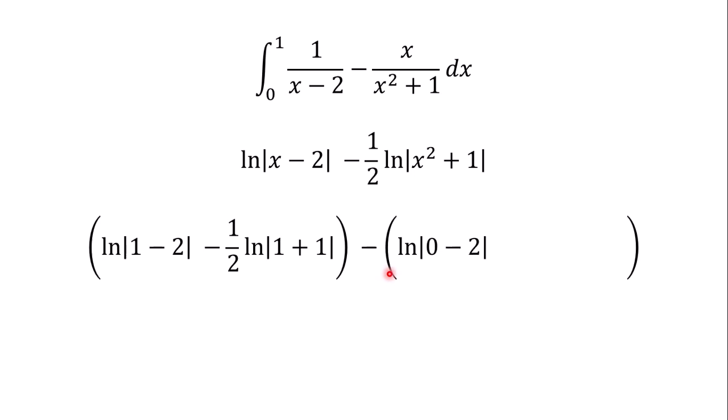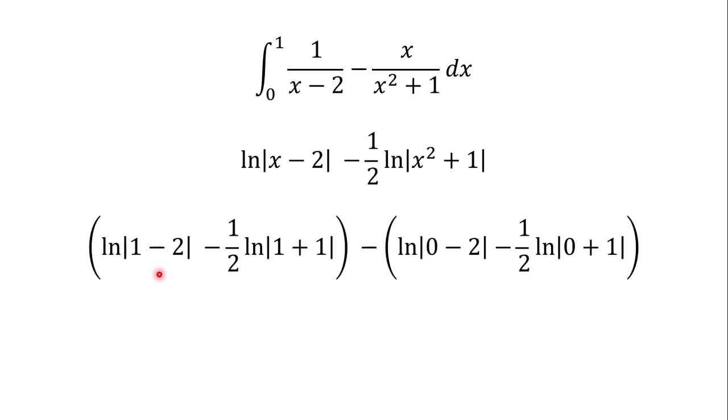As I said, you subtract. Now, when you put 1 into the whole of this, x is equal to 1. So you just put 1 here. That is natural log absolute value of 1 minus 2, minus 1 over 2 natural log absolute value of 1 plus 1. So let's finish with this side. This side will give us, 1 minus 2 gives minus 1. Now, natural log absolute value of minus 1.